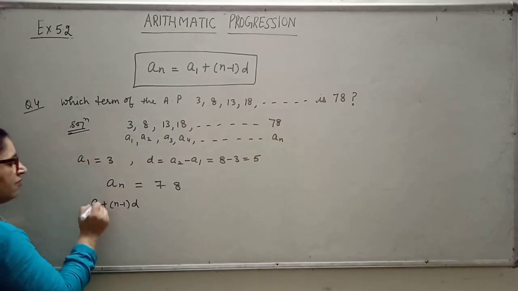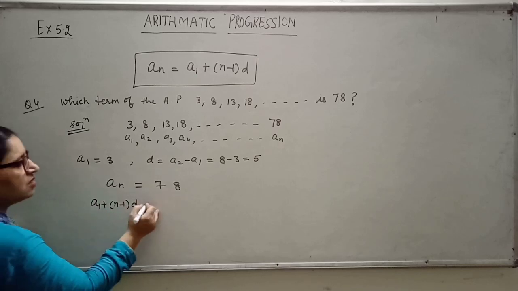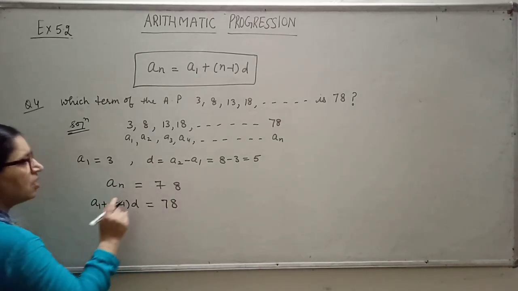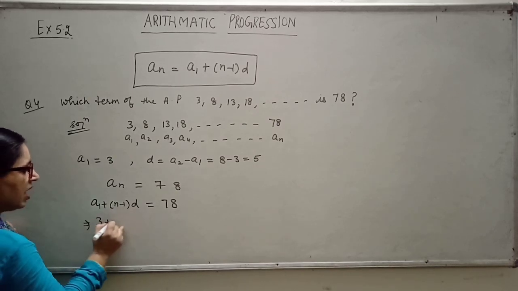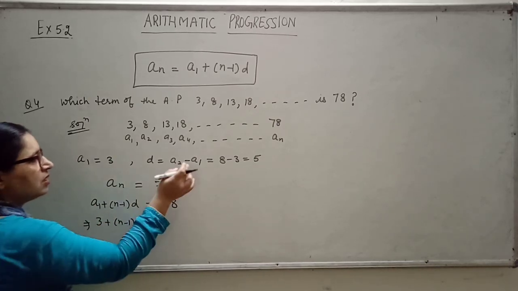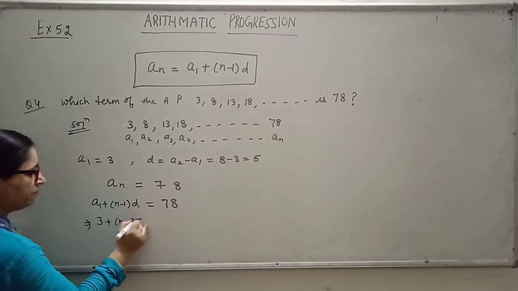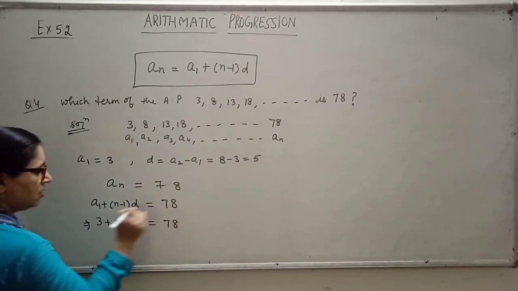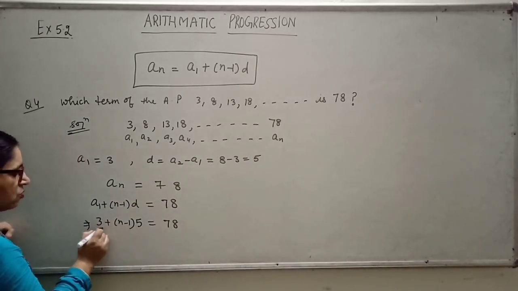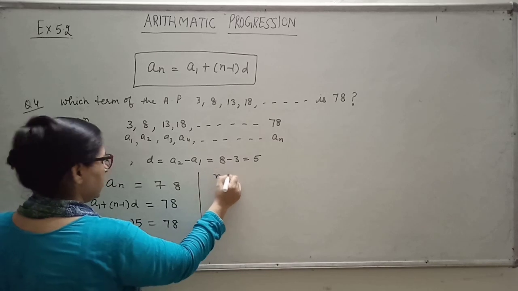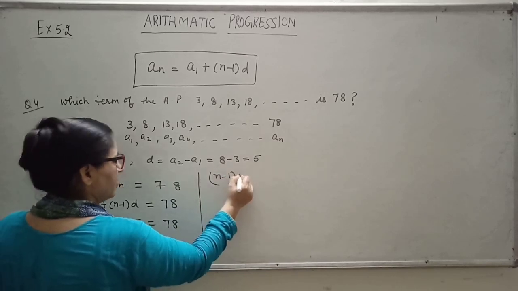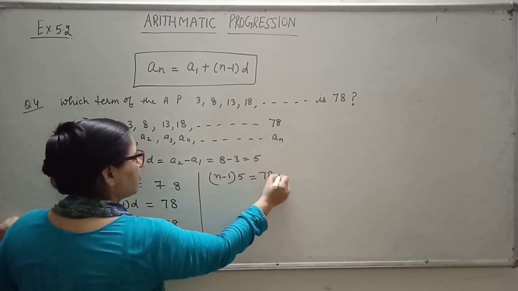So if we write A1 here, then A1 plus (n minus 1)d is equal to 78. Now put the values of A1: 3 plus (n minus 1). What is d? d is 5. Okay, 78. Now, don't carry this 5 over first; first take this 3 to the other side. So this is (n minus 1) into 5 is equal to 78 minus 3.